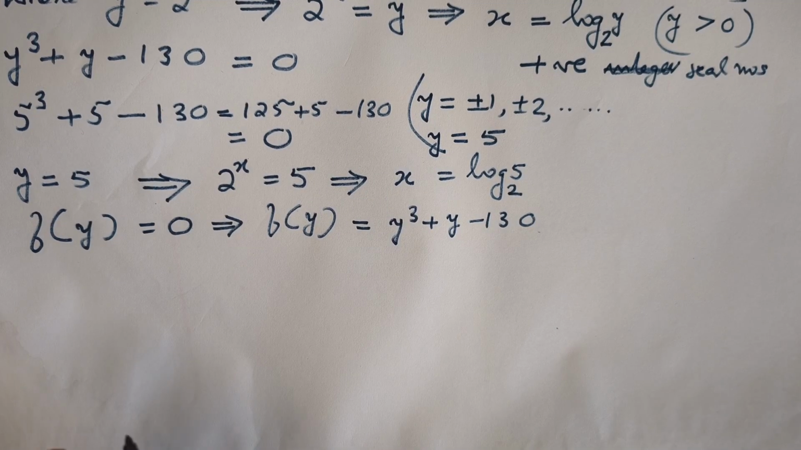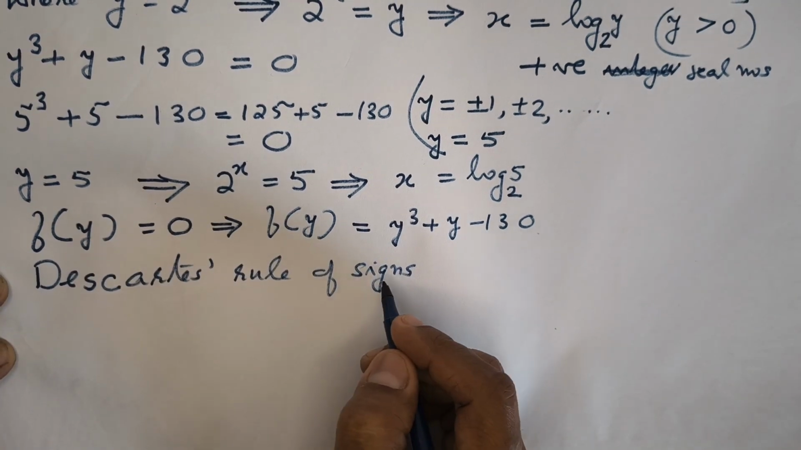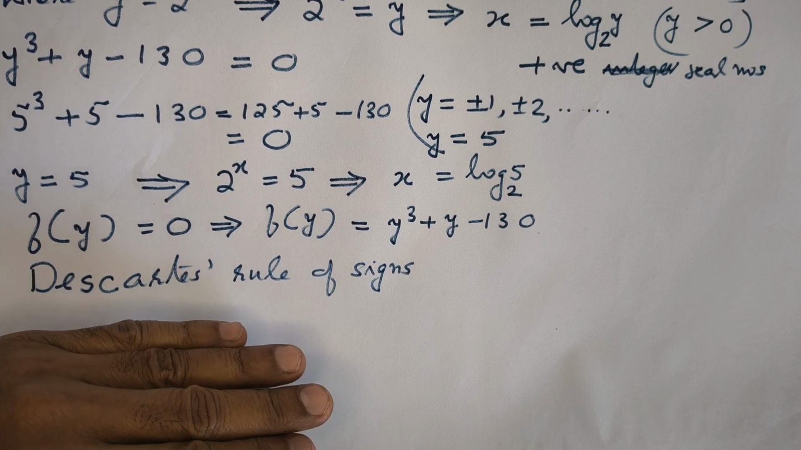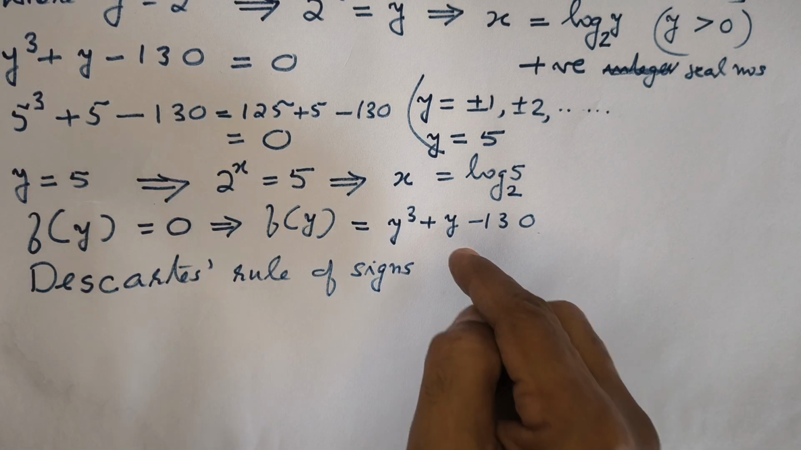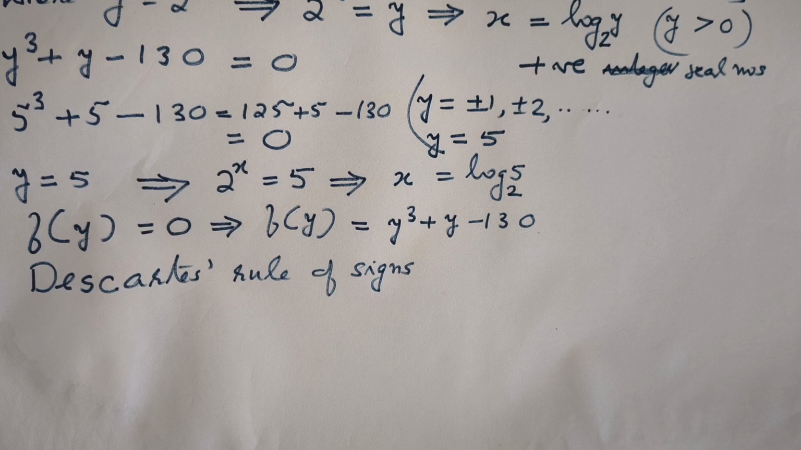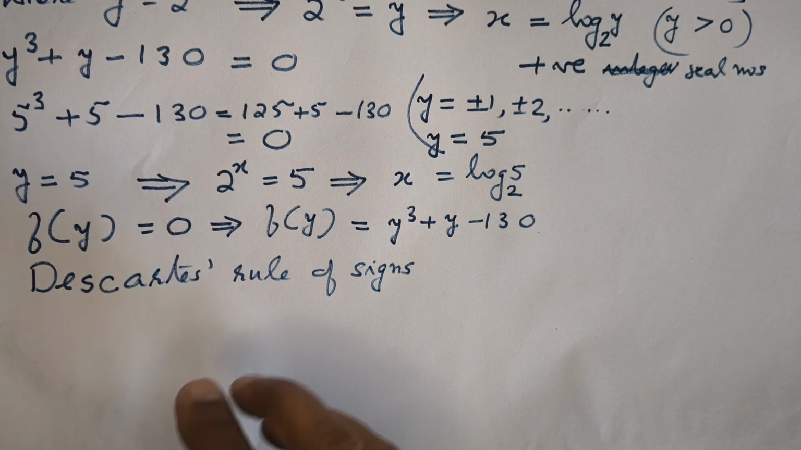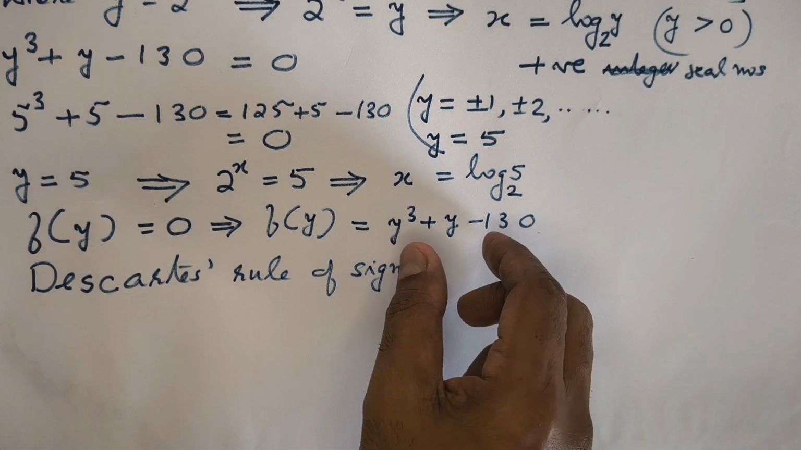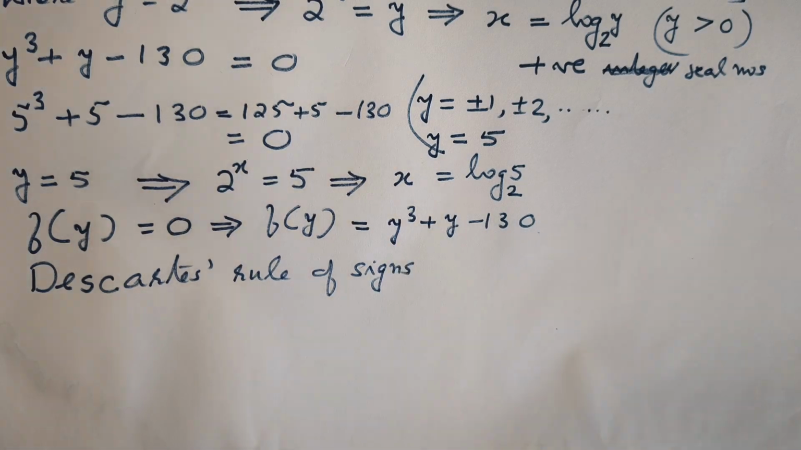There is a rule called Descartes' rule of signs. These signs indicate plus and minus. I will explain this rule of signs with reference to this particular equation. I can't go deeper into this rule, just for this equation, how does this rule apply? That I'll show you. Basically, this rule is used to find out the number of possible negative and positive real roots of an nth degree equation. This is a third degree equation.